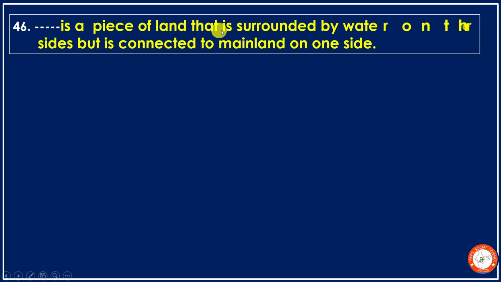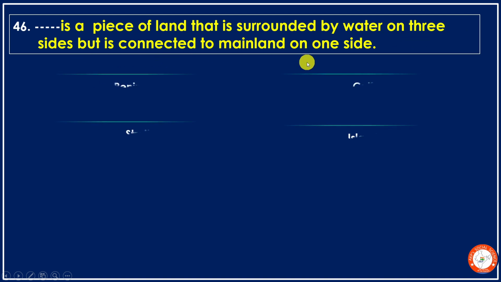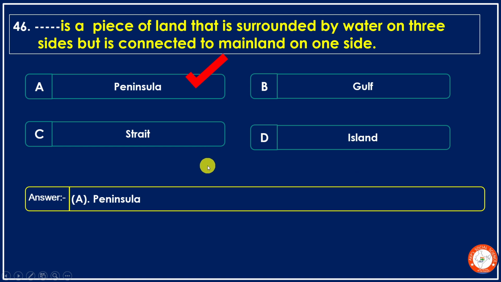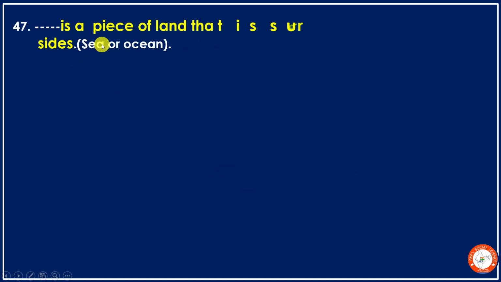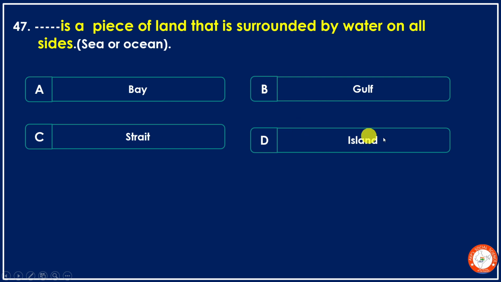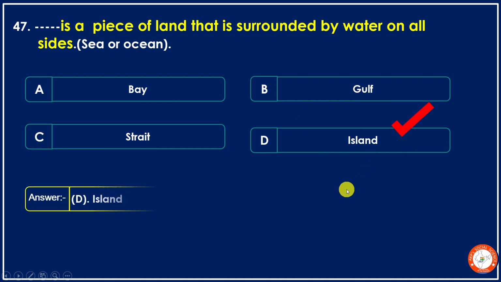Dash is a piece of land that is surrounded by water on three sides but is connected to mainland on one side. Peninsula, Gulf, Strait, Island. The correct answer is Peninsula. Dash is a piece of land that is surrounded by water on all sides, sea or ocean. Bay, Gulf, Strait, Island. The answer is Island.